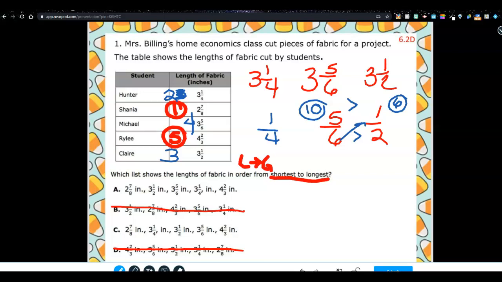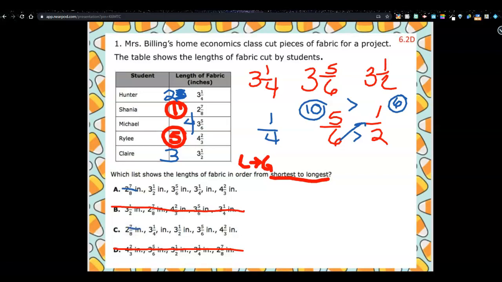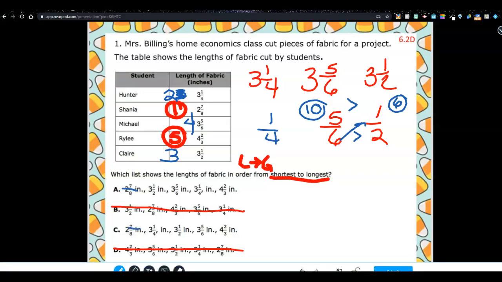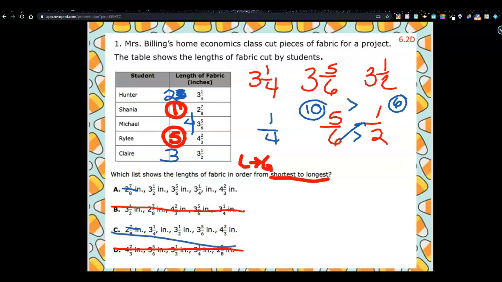Okay, but if you write it on paper, you can just put a P here that you did your work on paper. So now I'm going to compare A and B. The first number in A and B are the same, so I'm going to ignore that. This one has 3 1/4 as the next smallest. This one has 3 1/2 as the next smallest. Well, I know that 3 1/4 is smaller than 3 1/2, so C is my answer, and that one is not.